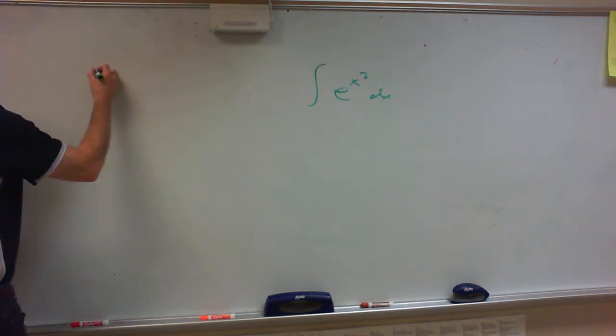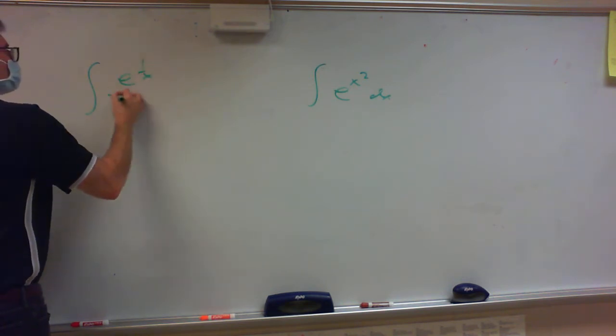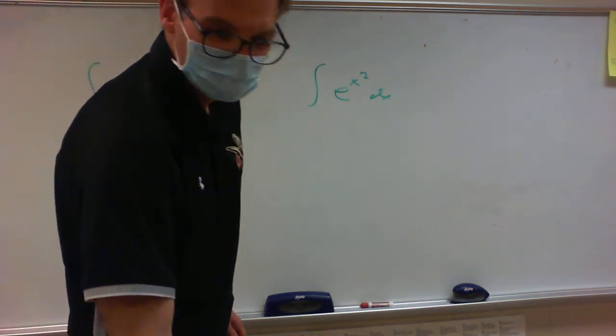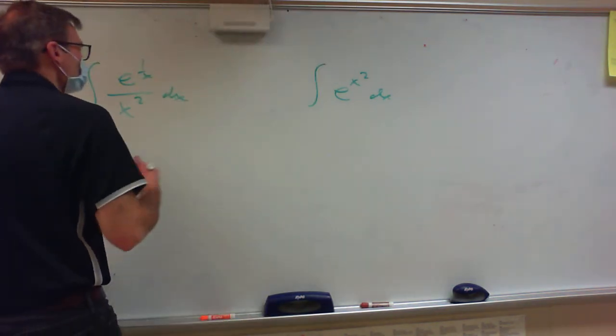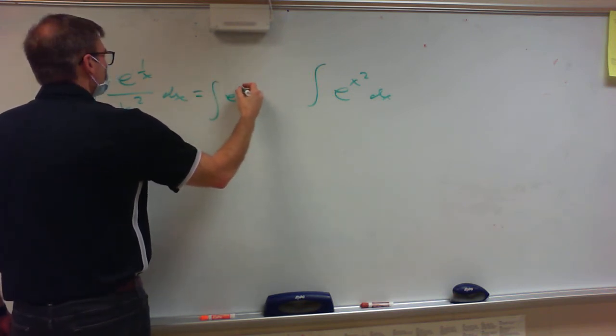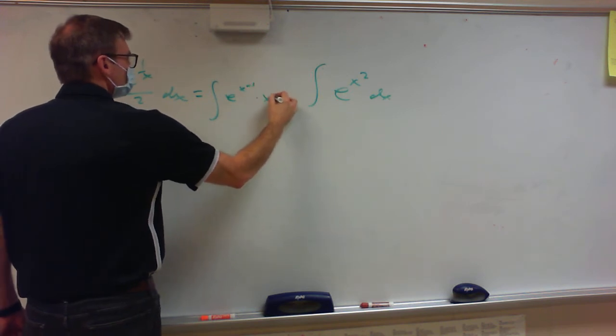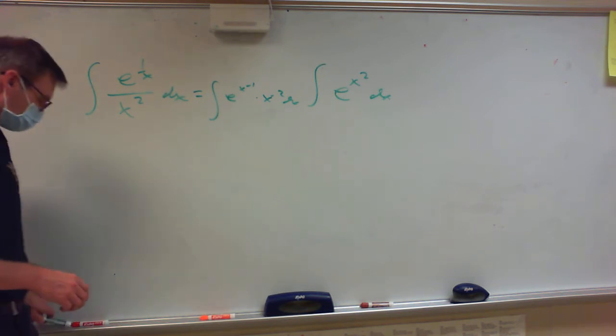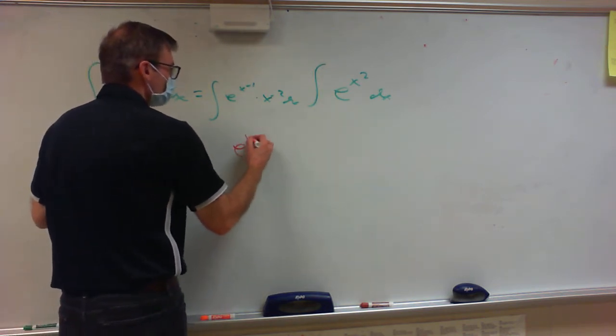So now try this one. What's the integral of e to the 1 over x, all over x squared? If you rewrite this with negative exponents, this gives you the integral of e to the x to the negative 1 times x to the negative 2, doesn't it? What's your guess? Your guess is going to be e to the x to the negative 1.